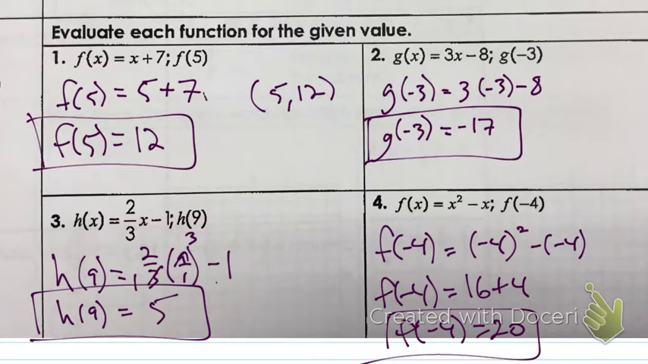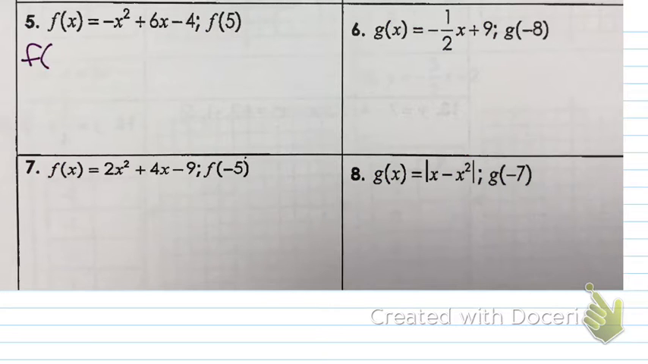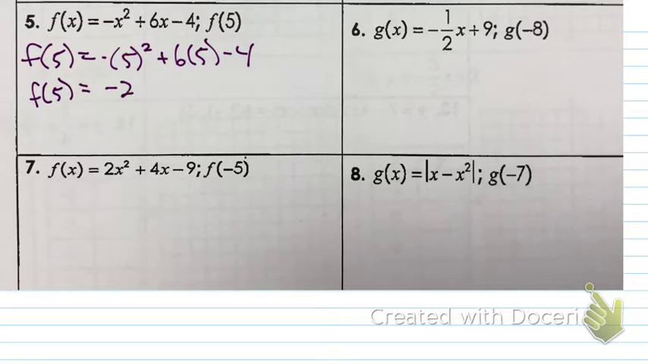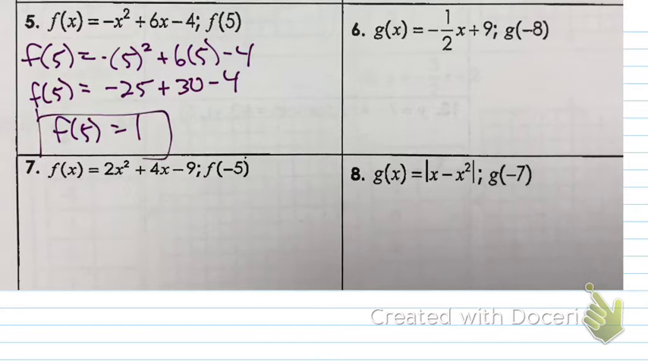All right, try out 5 on your own while I'm getting this ready, please. You guys ready for this wild ride? Here's how I'd substitute it in. Which gives me a negative 25, a positive 30, and a negative 4 for an answer of 1.